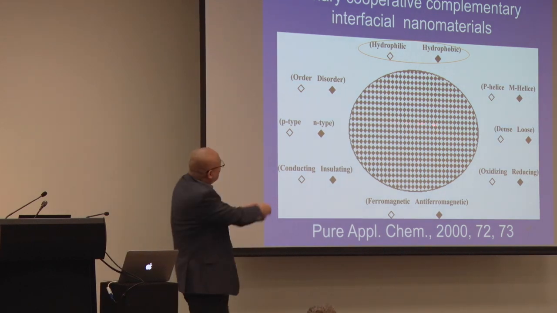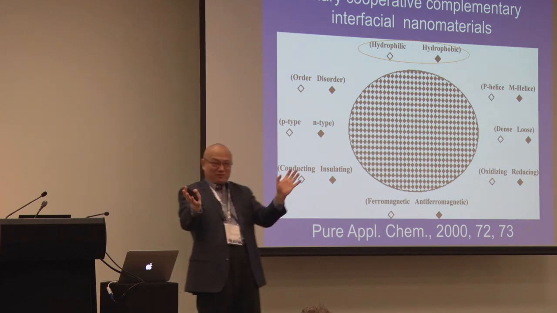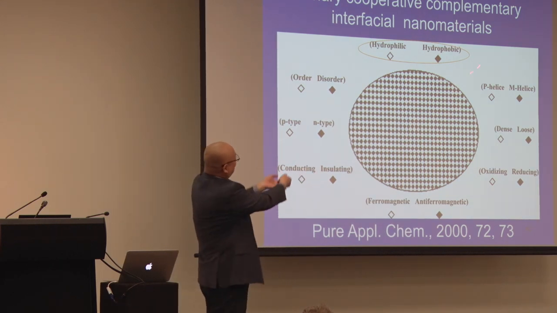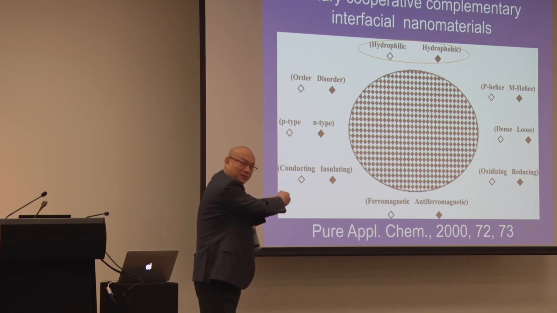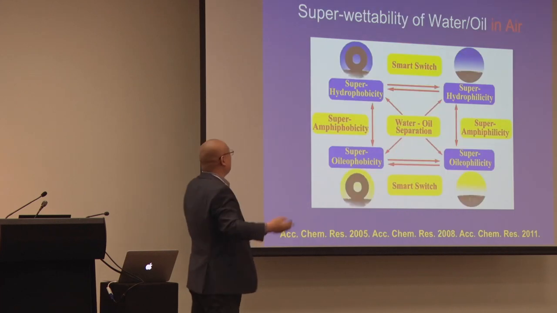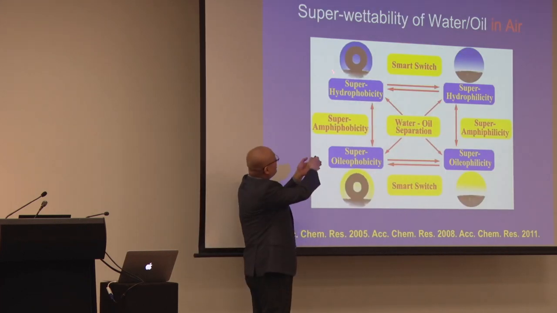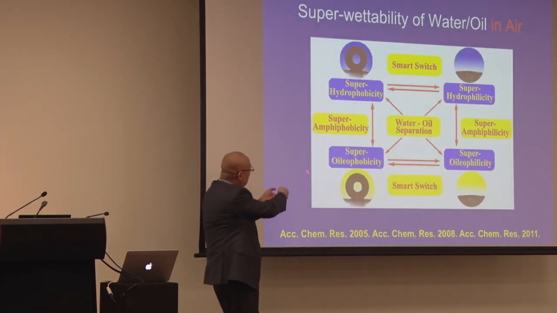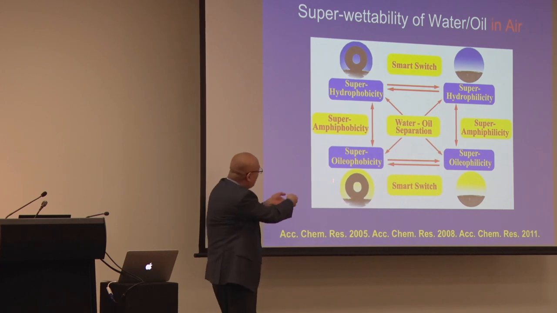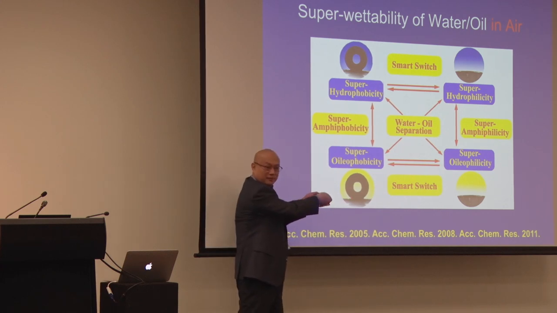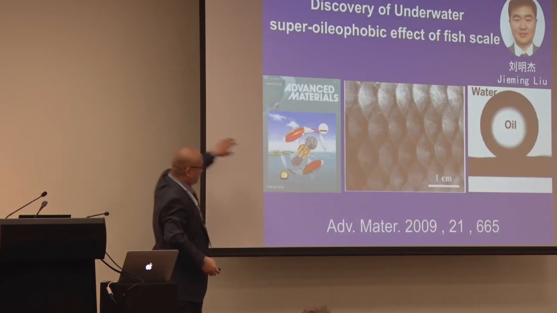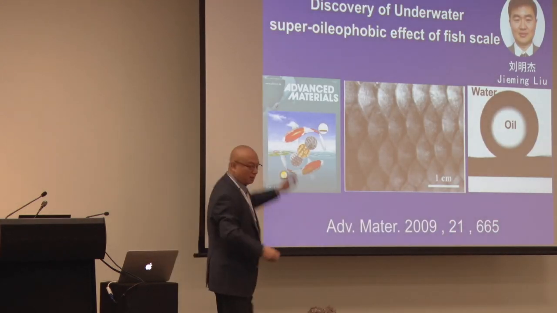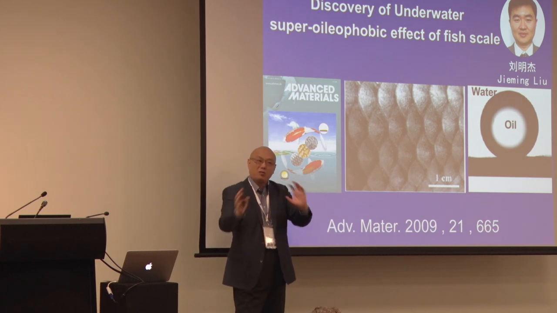Okay? How to play the game of 64, in different kinds of things. Not only wettability but others. Let's start from the wettability. Okay? So you have superhydrophobic. And then you might think about super oleophobic. And then four. You have eight. Okay? And then in 2009, we found underwater super oleophobic.